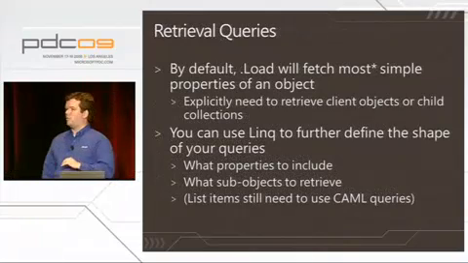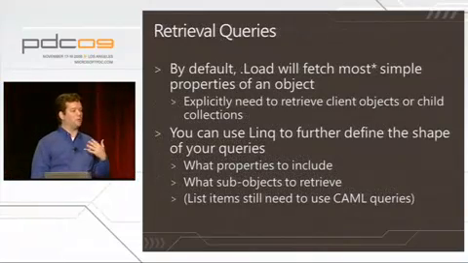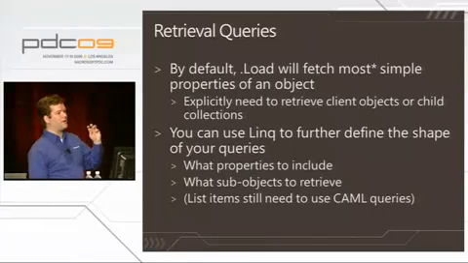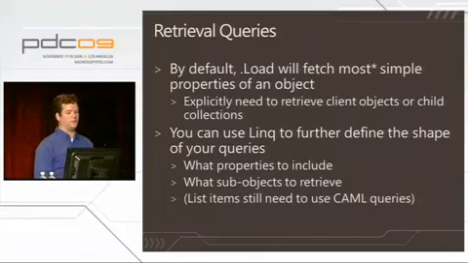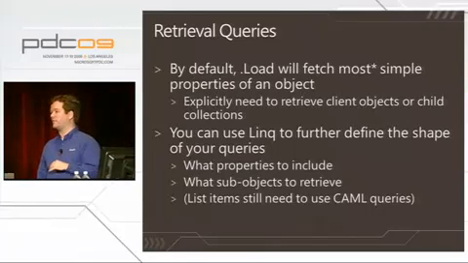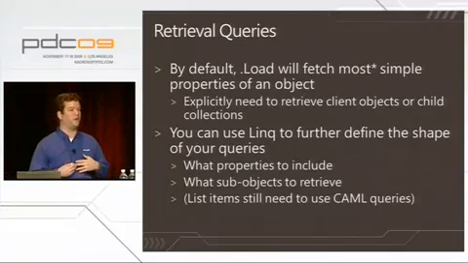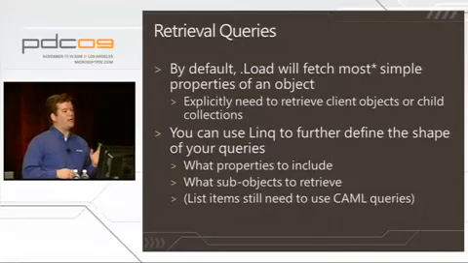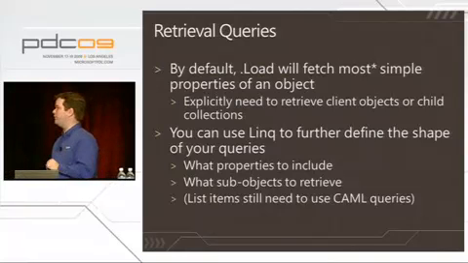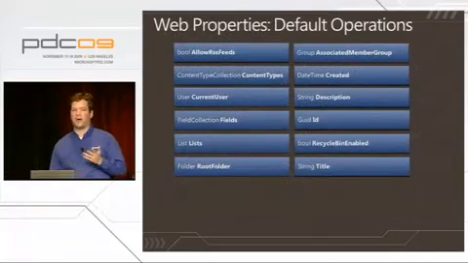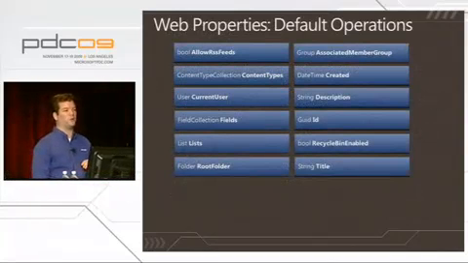OK, so we talked a little bit about how you can retrieve data, but the real power of the client object model is you can very specifically target the data you want to retrieve. By default, when you say ClientContext.Load, it will fetch the default properties of an object, things like the title and the description and the date time. But in addition, you can use LINQ to further target exactly what you retrieve, what properties and sub-objects to retrieve. It's probably best to just show what this looks like.